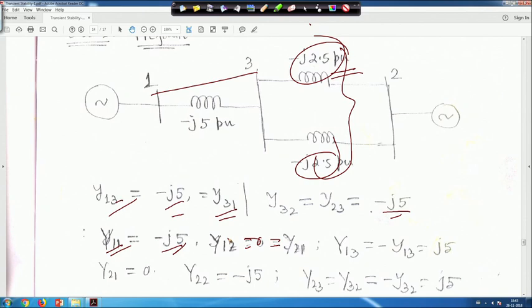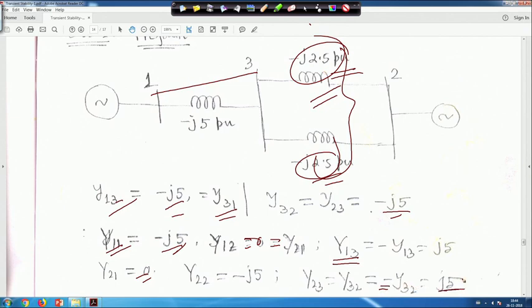And capital Y13 will be minus small y13, that is j5, and for the diagonal elements all small y will be added, or capital Y will be minus, right. And y21 also, no connection, is 0, and y22 will be minus j5, because this one minus j2.5, this is minus j, will be added because it is admittance, right. And y23 is equal to y32. So, y23 is equal to y32 is equal to minus small y32, that will be j5.